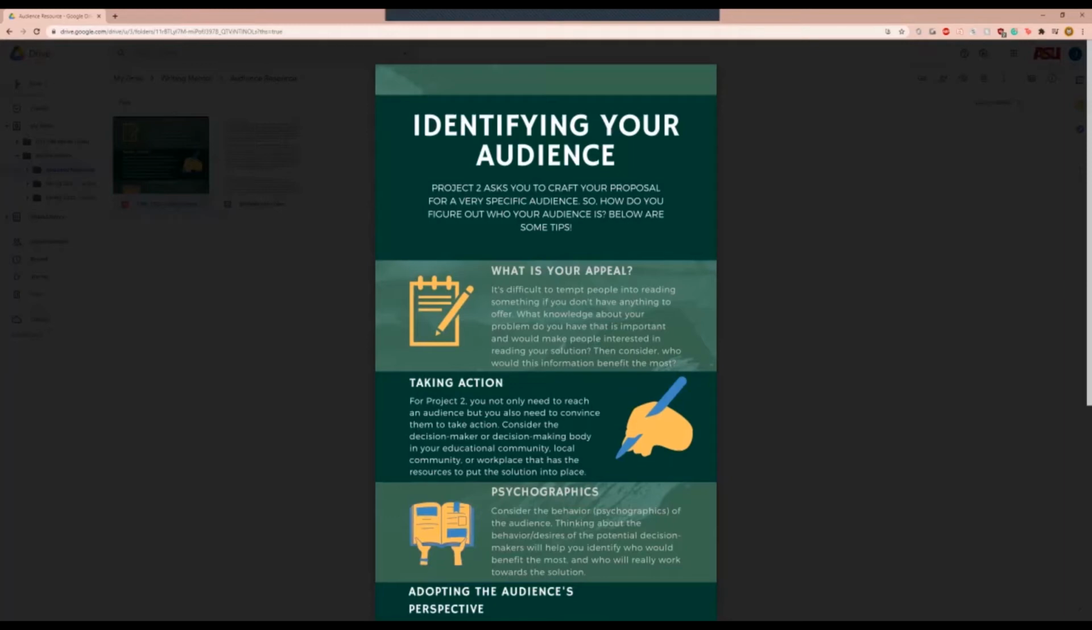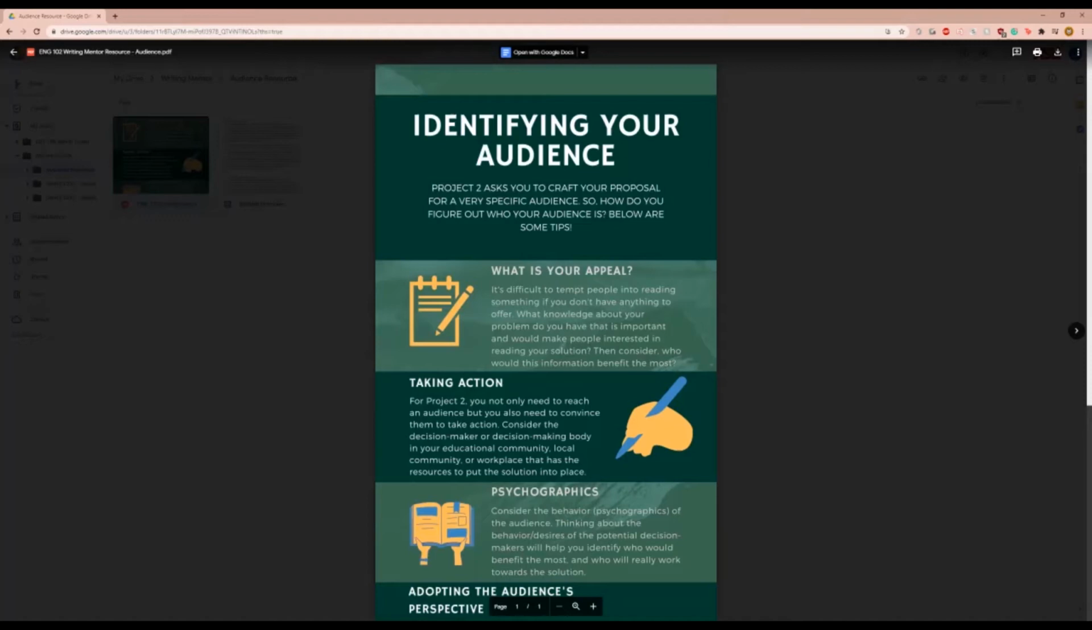So now it's time to convince the reader to actually go ahead and take action. And the next step for that is to consider the decision maker or a decision making body in your educational community, local community, or workplace that has the necessary resources to put your solution into place. Remember, these are real world problems that you're crafting a solution to. So it's crucial to consider who possesses the real world materials to make your solution a reality.